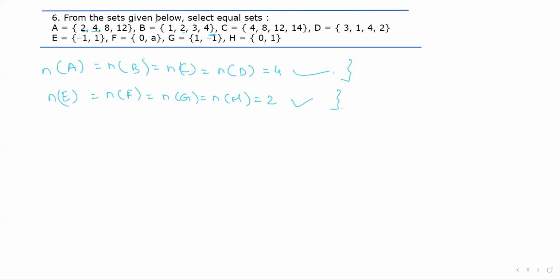Forget about A now. Let's start with B: 1, 2, 3, 4, and compare it with the rest, not with A because we've already done that. 1 is present in B, but 1 is not present in C. B is 1, 2, 3, 4 and D is 3, 1, 4, 2. 1 and 1, 2 and 2, 3 and 3, 4 and 4. By observation, you can see that B is equal to D.